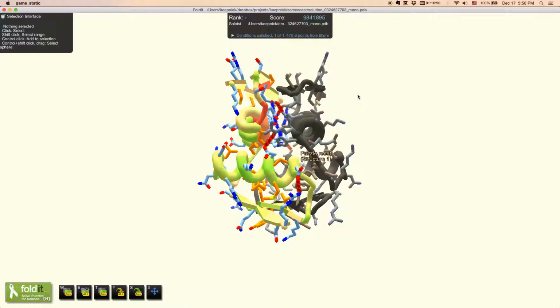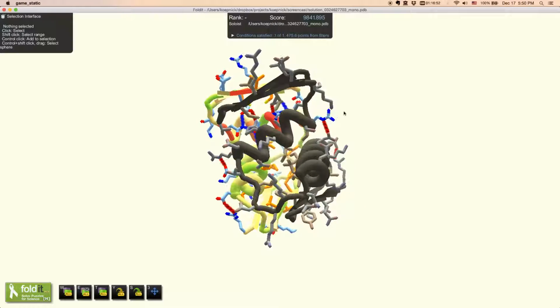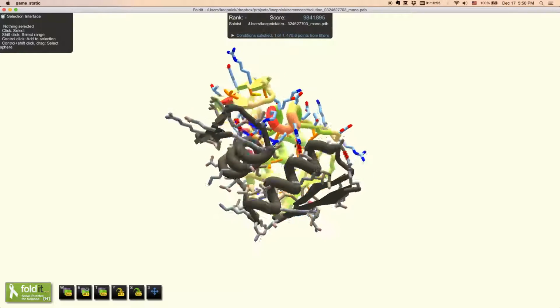And the last structure I want to look at is another shared with scientists solution that I just think is really cool.